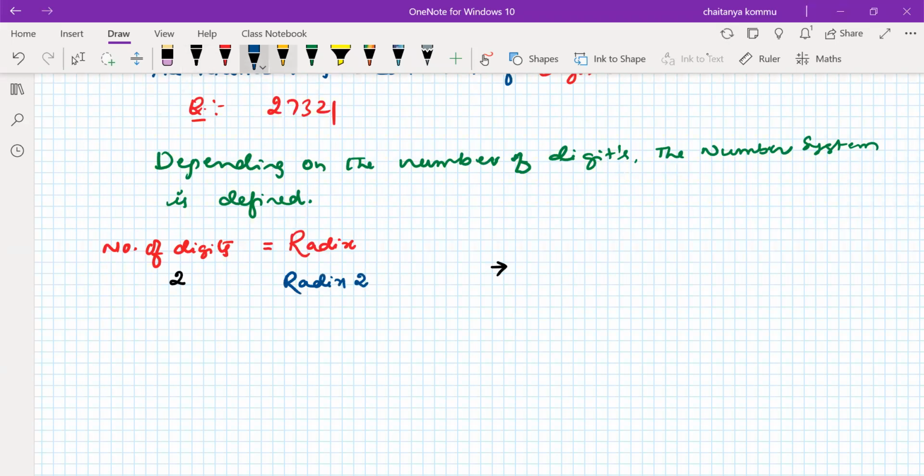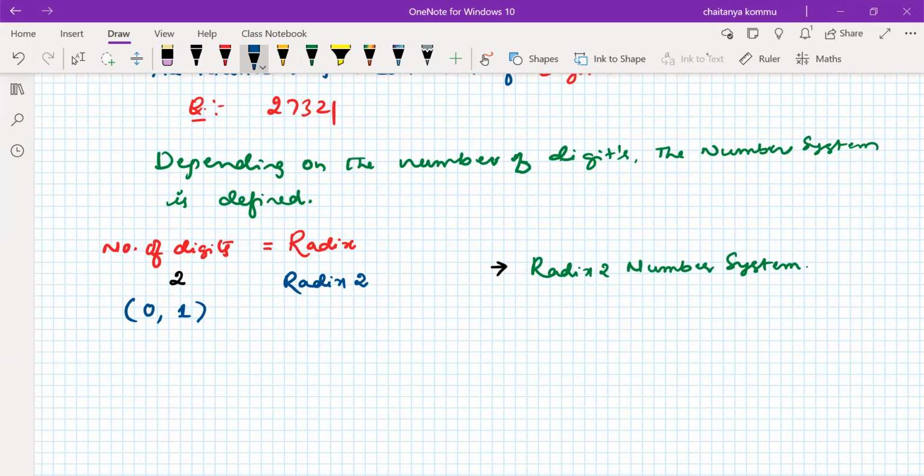So what can we call this number system now? Radix 2 number system. Right? So only 2 digits we have to consider. The question is, what are those 2 digits? We can start from 0, 1. Only these 2 digits. Whatever big number you want to represent, we have to use only these 2 digits. That's all.